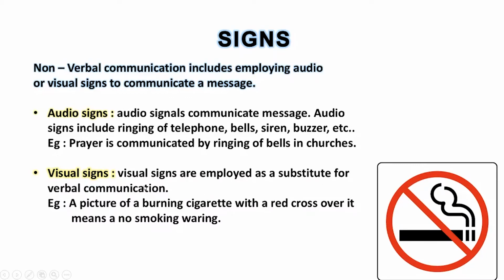Sometimes verbal communication is not possible. Like I've already said, a traffic light can indicate a message, which is a sign. Now, this smoking sign indicates a message, which means that the red cross over the burning cigarette includes the message no smoking, and it's a warning message, right? So verbal communication can sometimes be substituted with visual signs and audio signs as well.